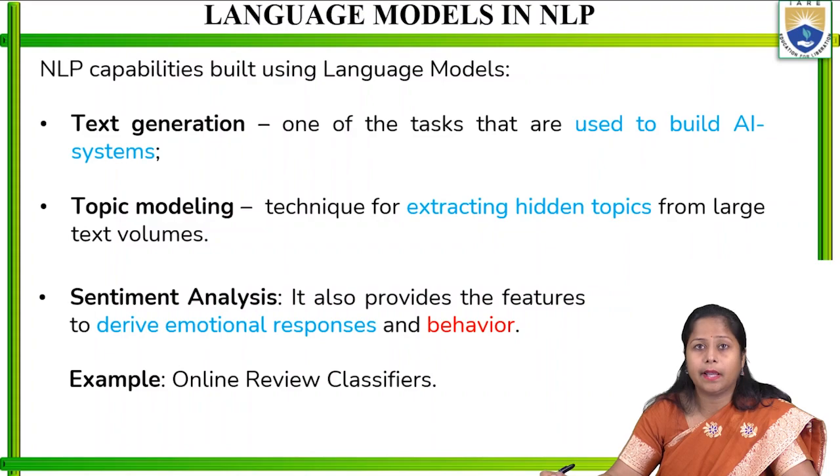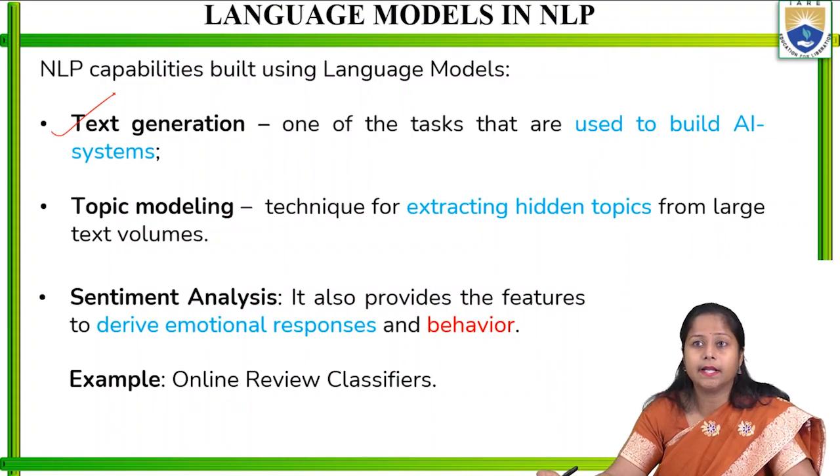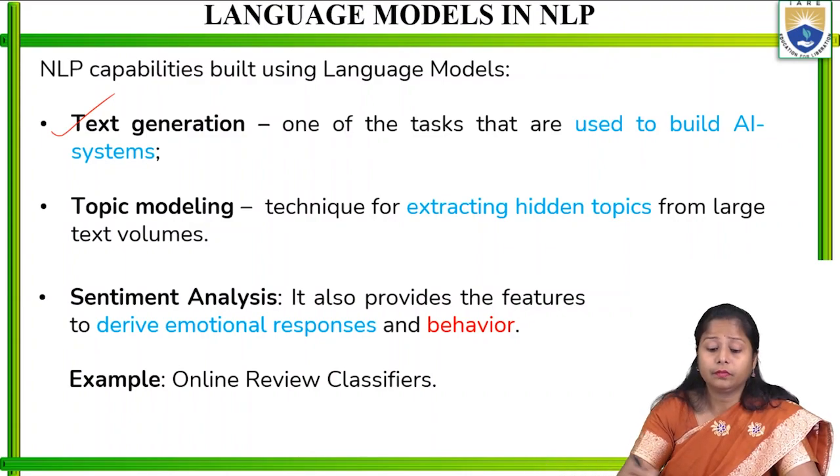Let's see other types of capabilities. The next capability is text generation. Text generation is one of the tasks used to build AI systems. In that, the AI models will be used to predict how the most probable text, sentence, or word is going to occur. So that is going to be generated by this model.